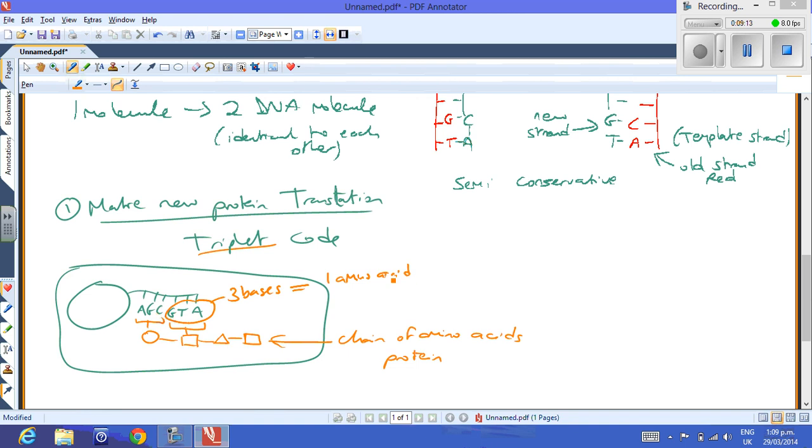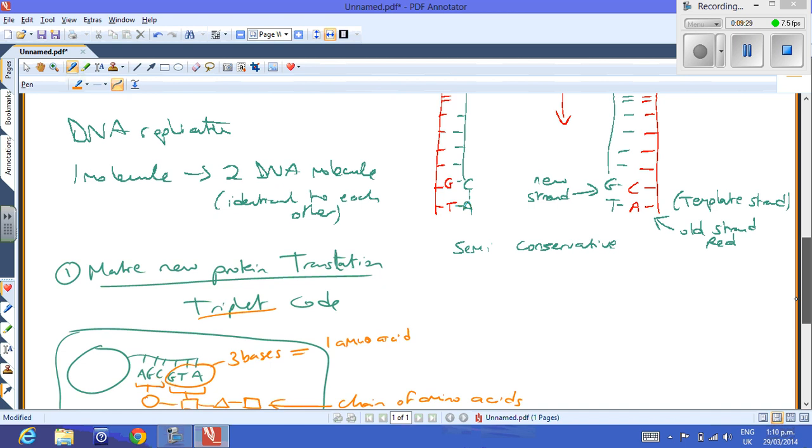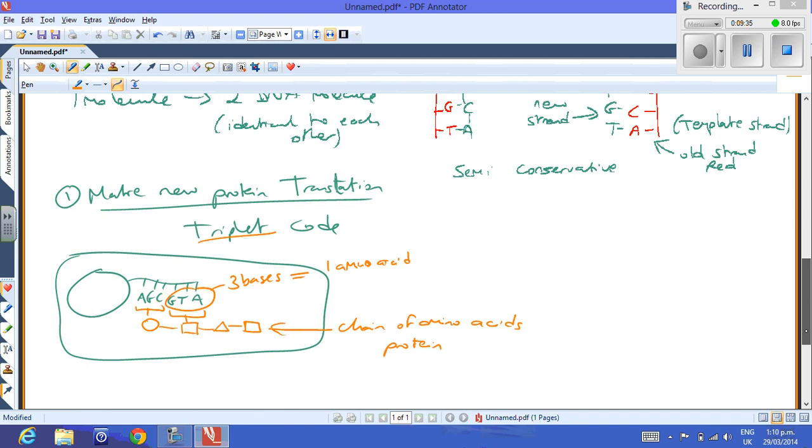That's why it's called the triplet code, and that is enough detail for you guys for level 1. That is how you form proteins from DNA, and as I say, that can be necessary for various processes in the body. Now, the other reason you would need to double up the DNA content, which tends to be assessed more frequently in your exams, is for cell division.